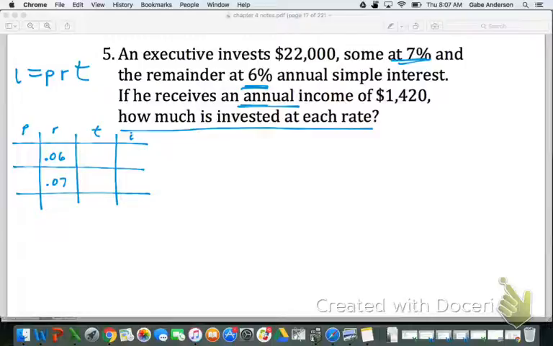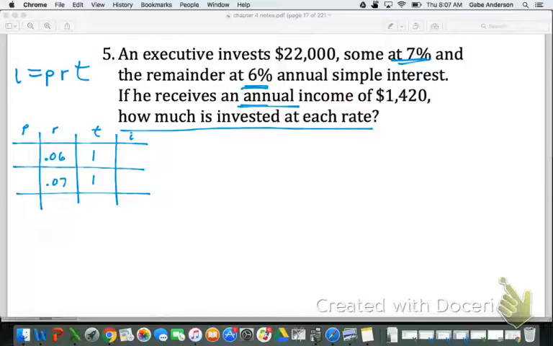Agreed? What else do I know, just like right away? What do you think, Ellie? Or Christiana, sorry. The time is 1. Times are both 1, yeah. So time is 1, time is 1. Agreed. And this is where maybe we got to start thinking a little bit, right?